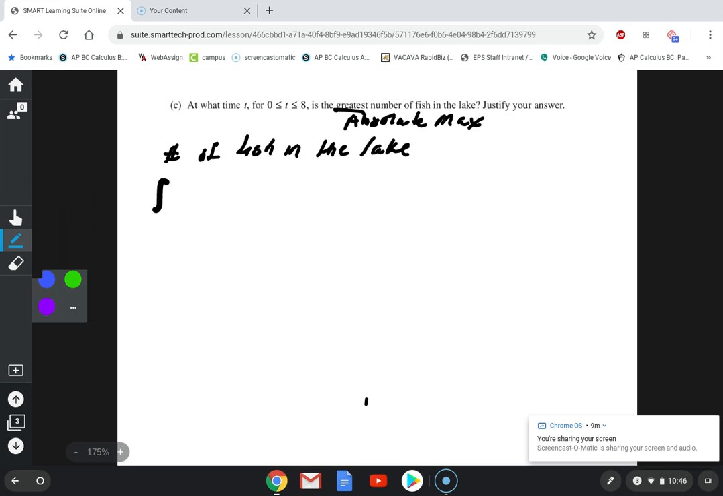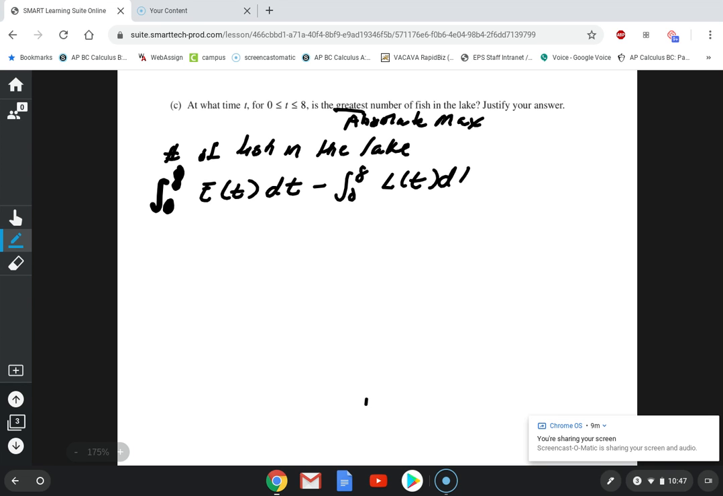is equal to the integral from 0 to 8 of E of t, the rate at which they're entering, integrated, minus the integral from 0 to 8 of L of t dt. That's over the 8-hour period, at time 8.